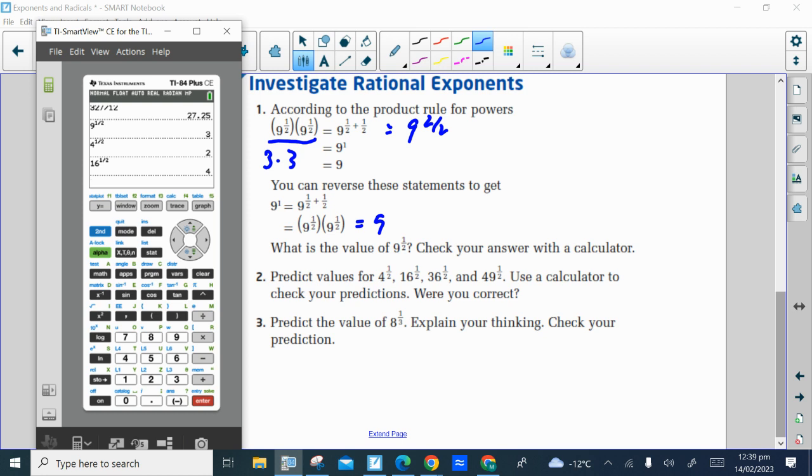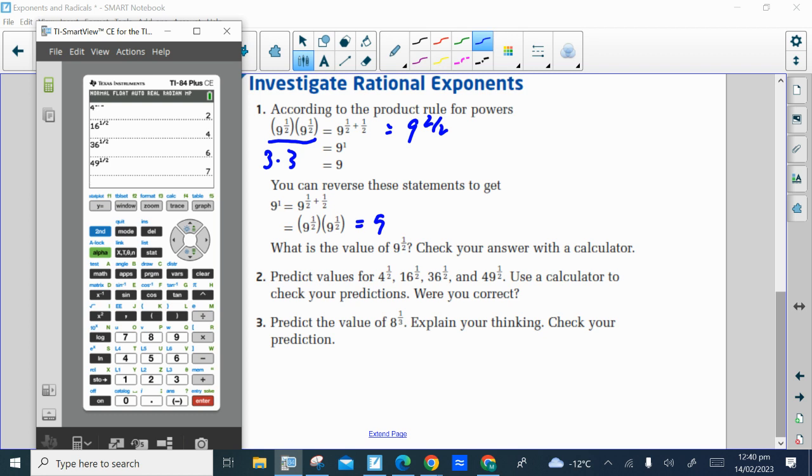Can anyone have a guess what power a half means? Yeah, that's right. It means square root. The square root of 9 is 3. The square root of 4 is 2. The square root of 16 is 4. So that means that 36 to the power a half should be the square root of 36, which would be 6. So we can check that. 36 to the power a half equals 6. So that works. And the last one there, 49 to the power a half, also equals 7, which is the square root of 49. So we've just confirmed that power a half really means square root.